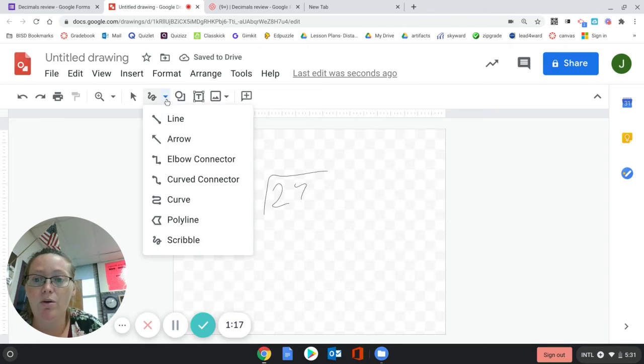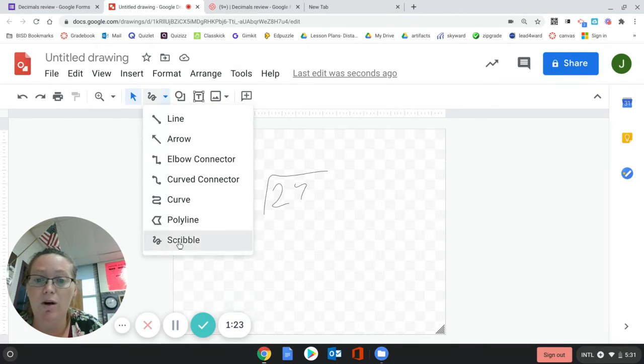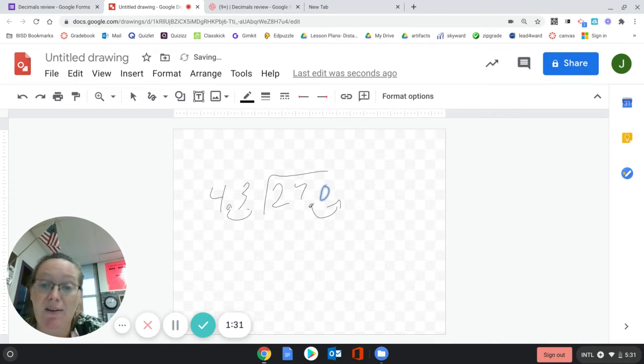Okay, so this number becomes 43. And if I get rid of that and move that decimal one place, then I can take this imaginary decimal that's here and move it one place over. So really what I have is 270 divided by 43.